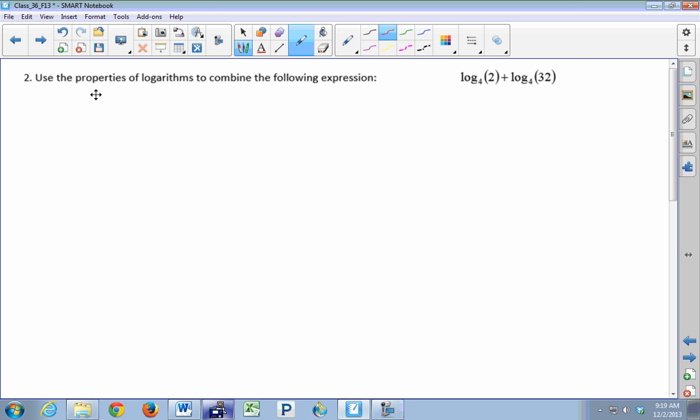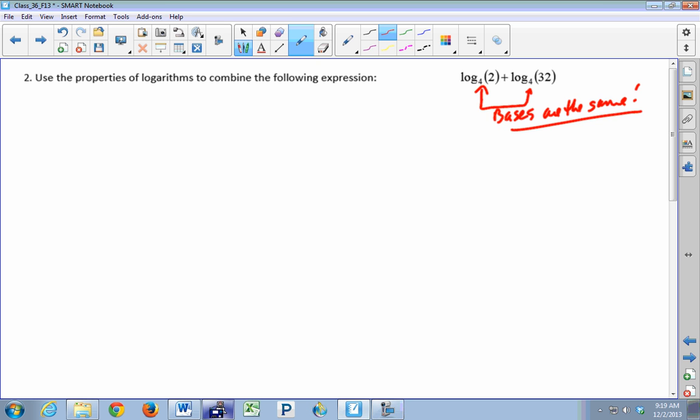So here's an expression. Log base 4 of 2 plus log base 4 of 32. Now, the first thing you always want to check before you try to use a property is to make sure your bases are the same. So bases are the same, you're good to go.